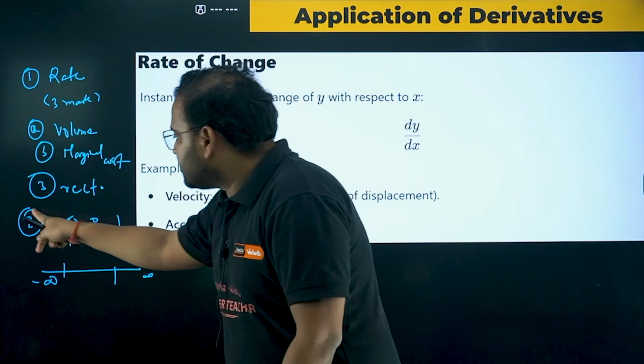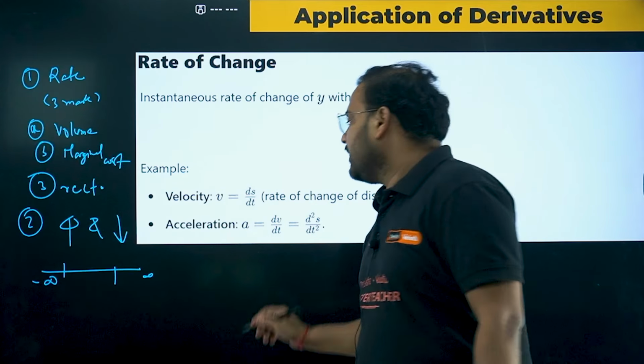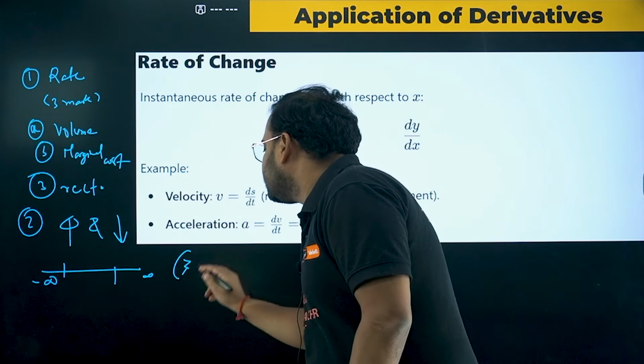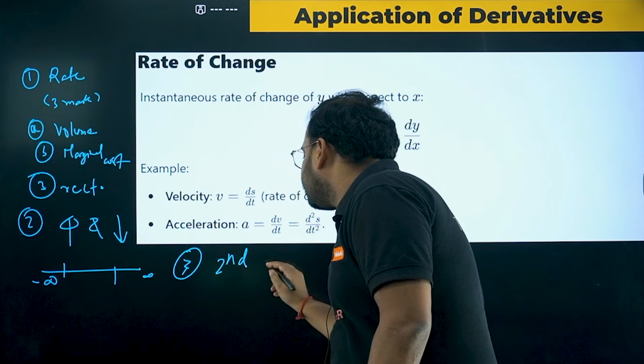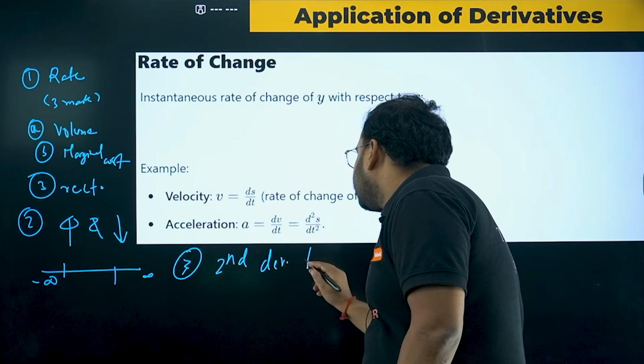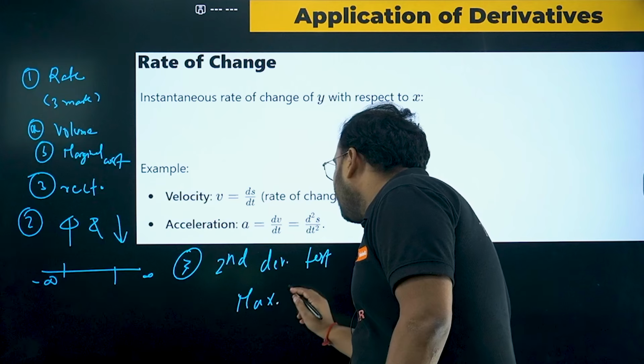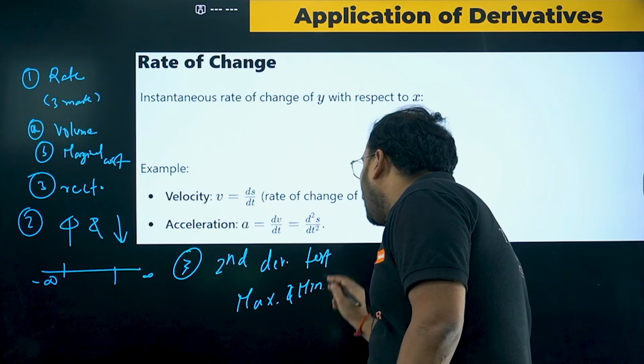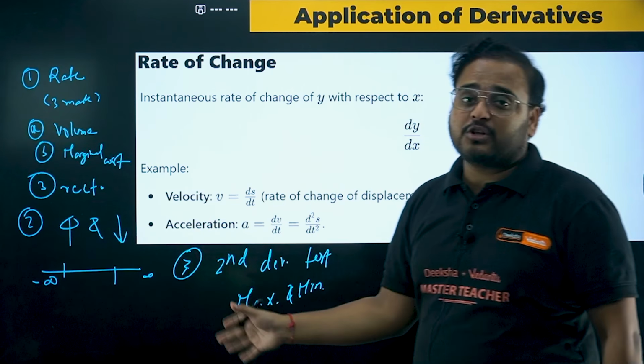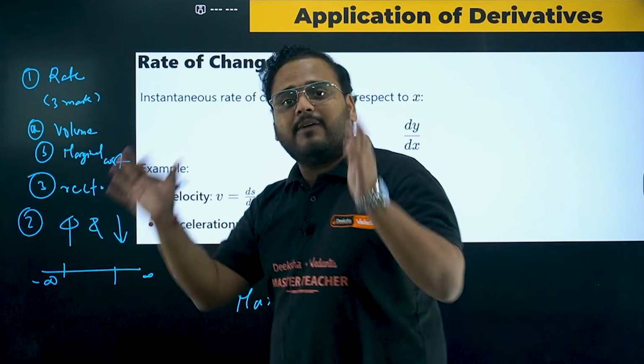So the second one will be increasing decreasing function. Then you can work on the second derivative test for maxima and minima. Again, I'm not asking you to solve multiple questions on this. That is all done. I've taught you all of that.